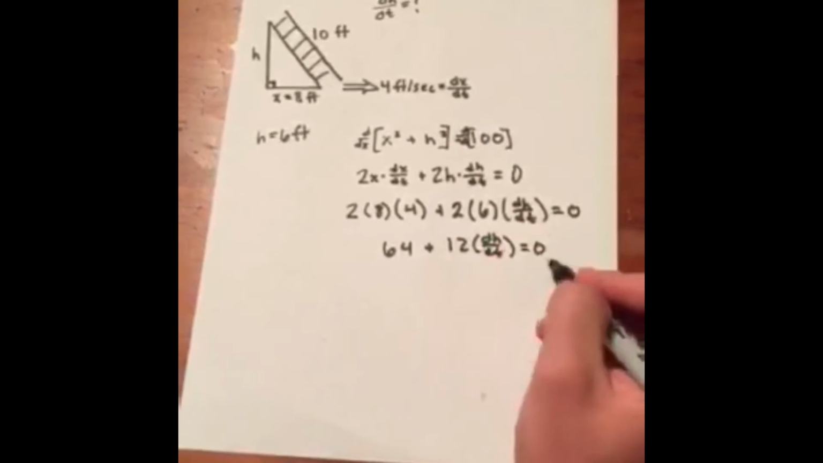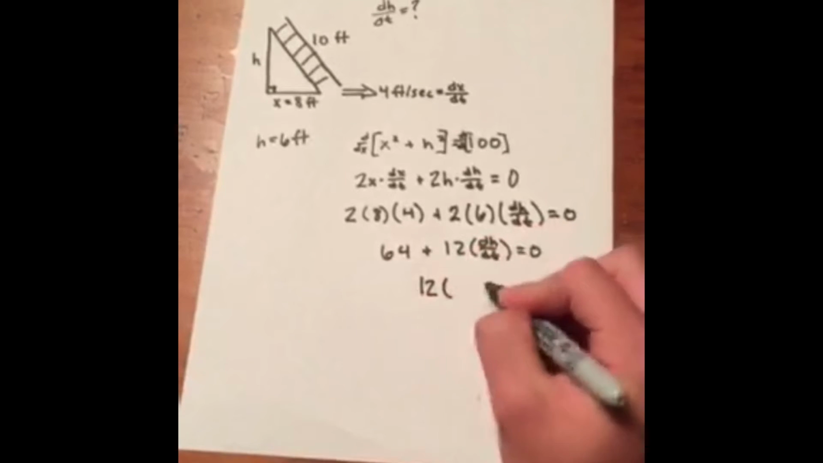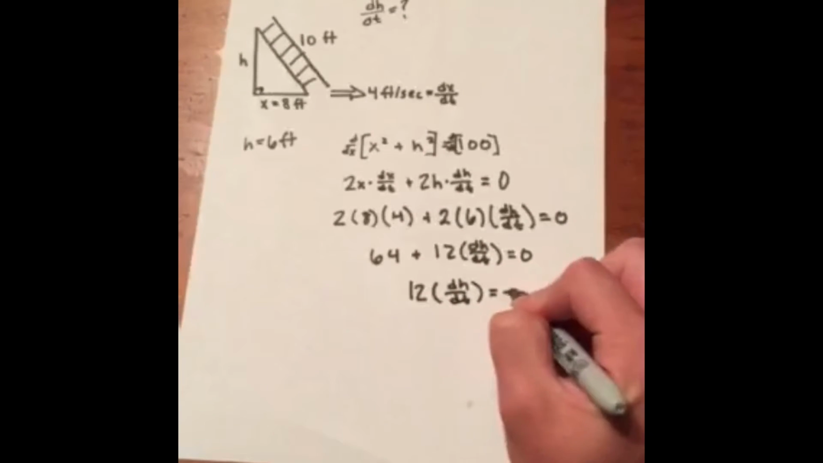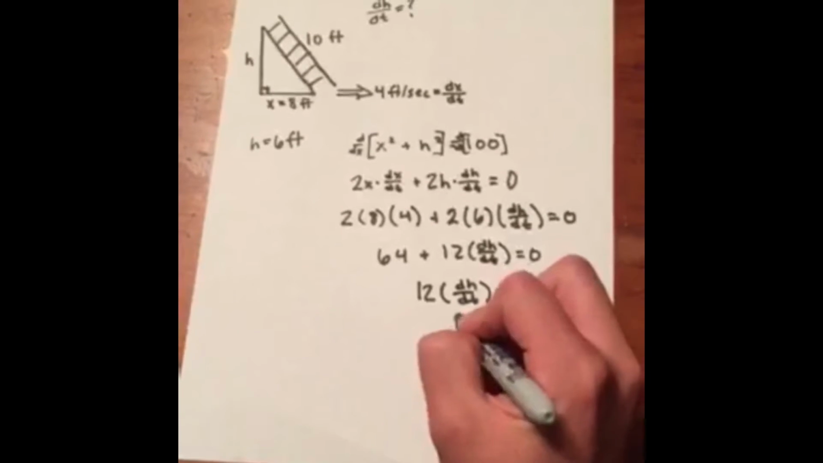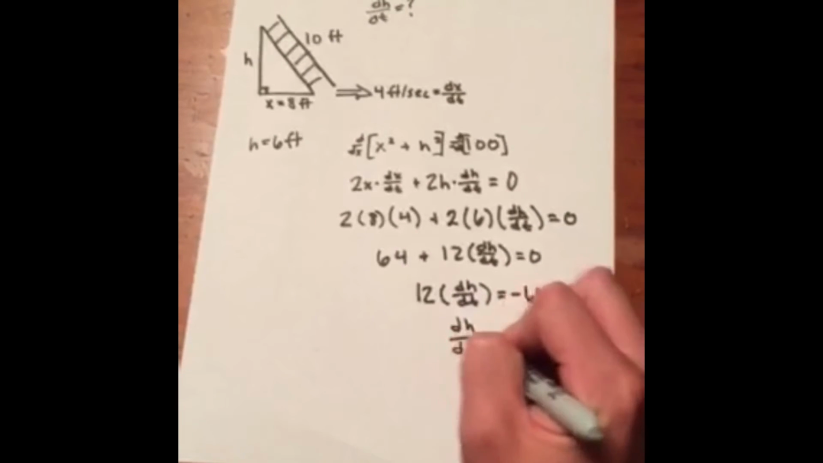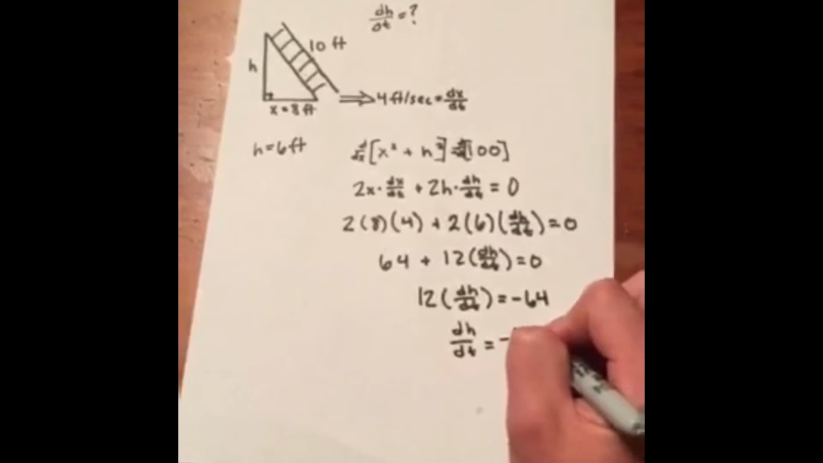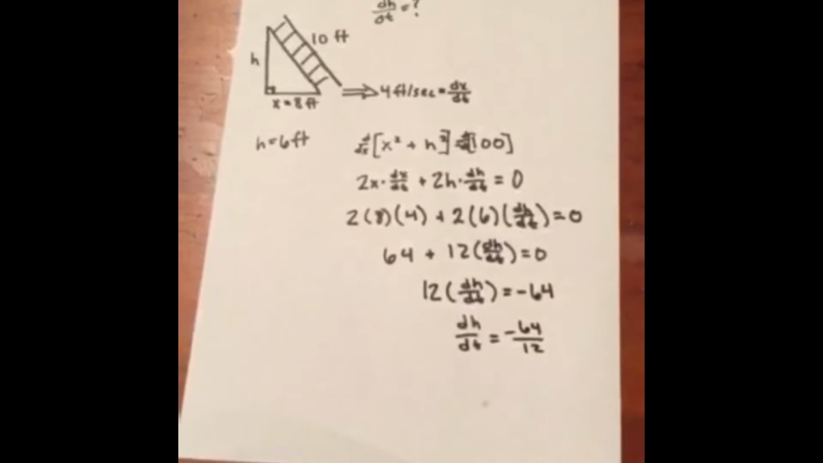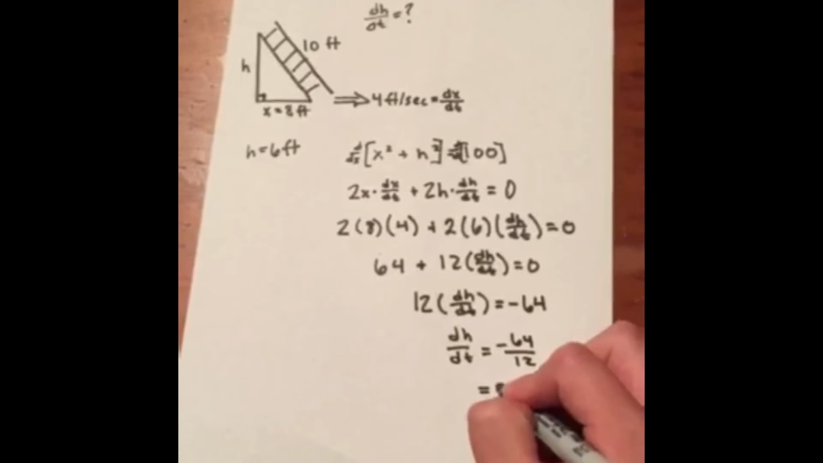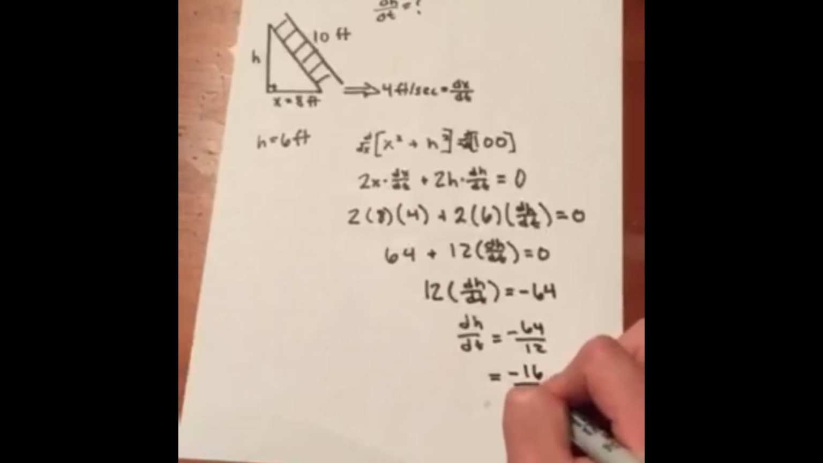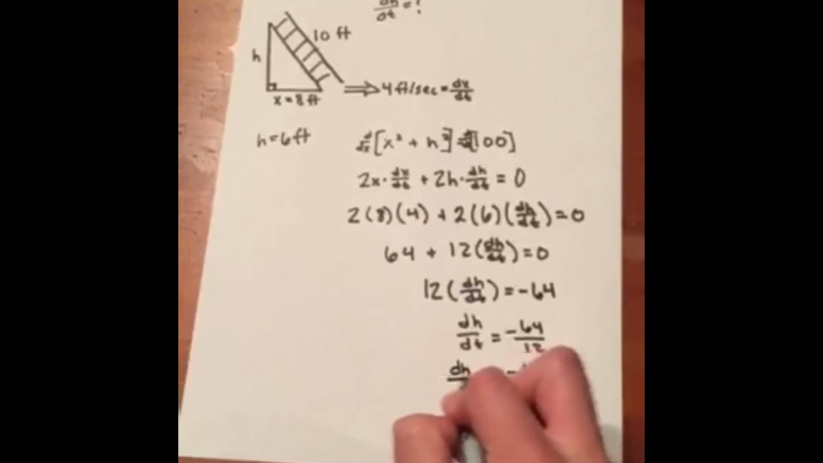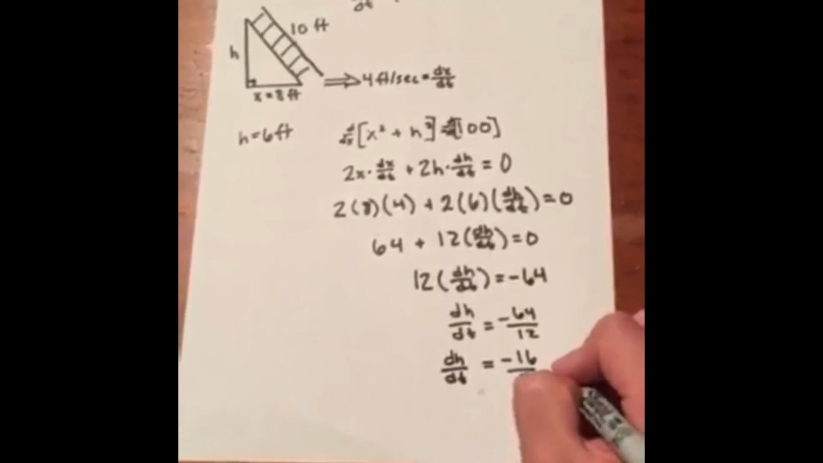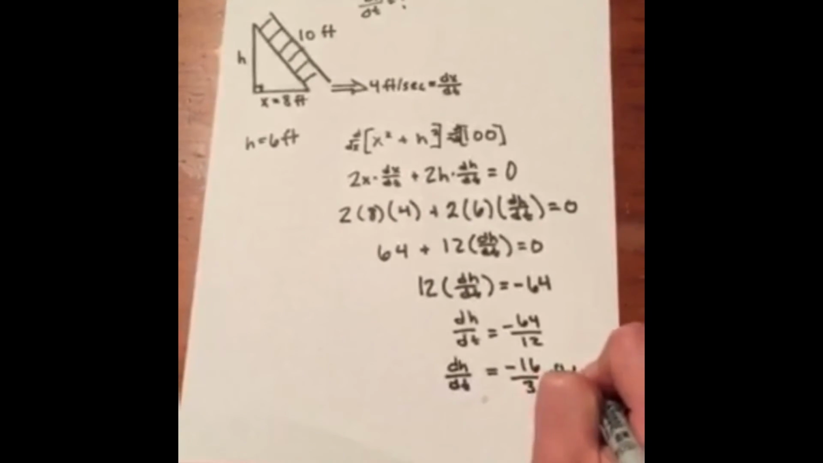Then bring over the 64, so 12 dh over dt would be negative 64, and dh over dt would equal negative 64 over 12, which simplifies to negative 16 over 3. So our dh over dt would be equal to negative 16 over 3 feet per second.